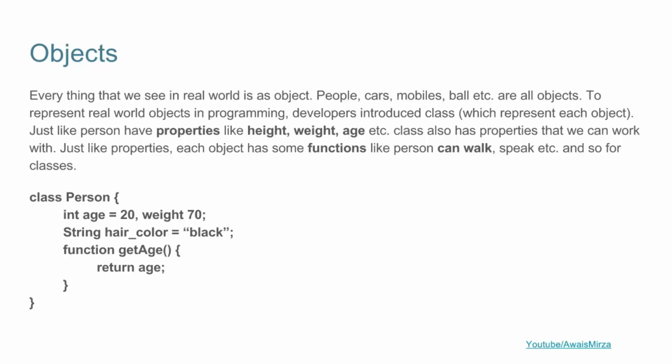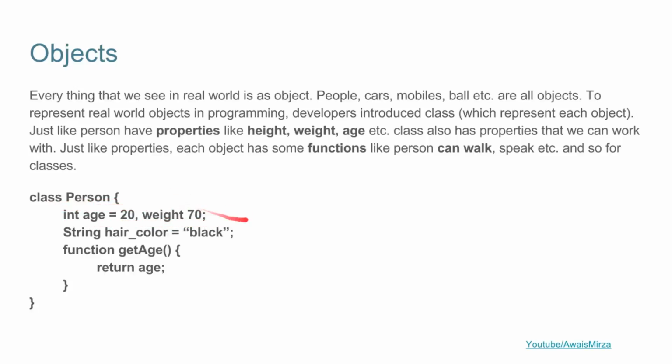Just like properties, each object has some functions, like a person can walk, a person can speak, and so the same object functions can be inside the class. So in order to define a class, we need to write the keyword class, and after that we can define the name of that class. All right, and after that we can define different properties of that object.